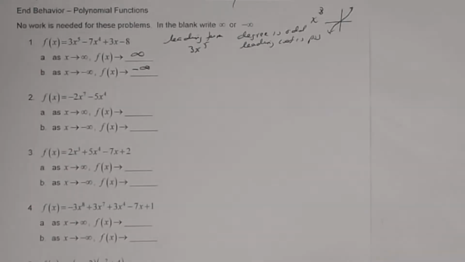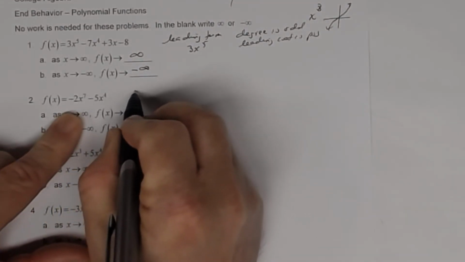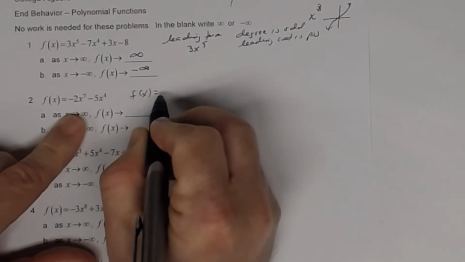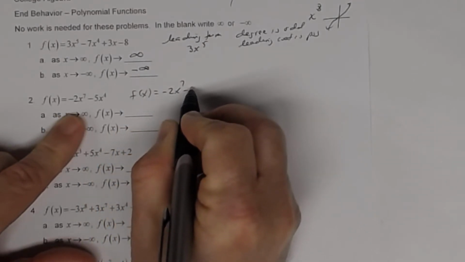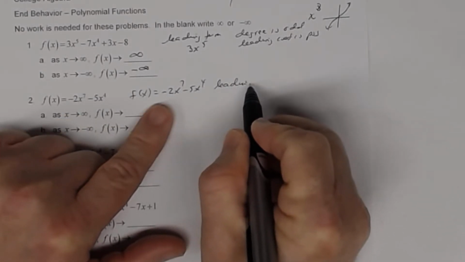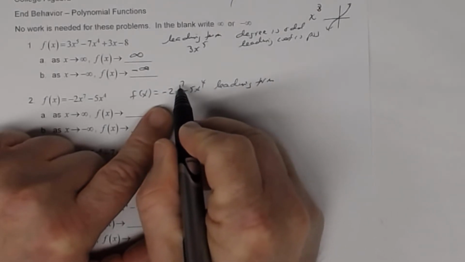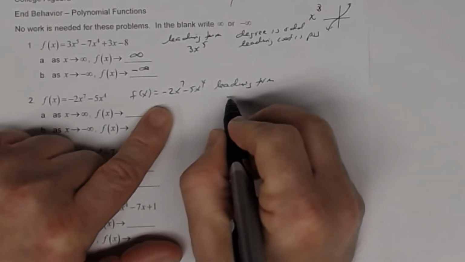All right, so that was number one. Okay, now when we look at number two, we have this function. Let me go ahead and write it out so you can see it better. We have f of x equals negative 2x to the 7th minus 5x to the 4th. So notice that the leading term is negative 2x to the 7th because it's the one with the largest exponent. So negative 2x to the 7th.